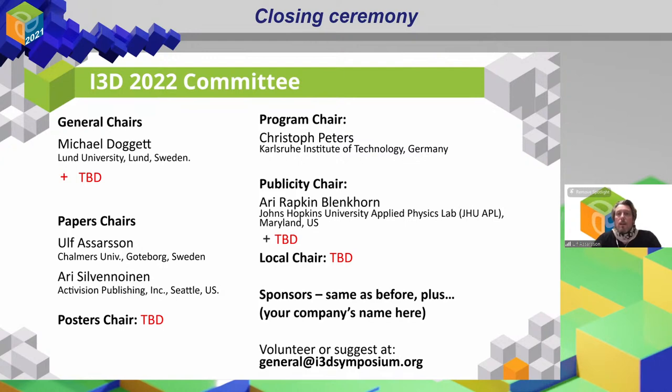Ari Silvenoinen and I, we will move to become papers chair of next year according to the I3D tradition. The poster's chair position is still open. Christoph Peters, who has been poster chair this year, will move on to become the program chair, and we might want a second co-chair there as well. Ari Blenkhorn will continue as our publicity chair. We're very happy that we managed to persuade her to the next year. We're searching for a volunteer to assist her and be trained to continue in this role in the future. For instance, some motivated PhD student who is willing to continue being part of the I3D community after finishing school.